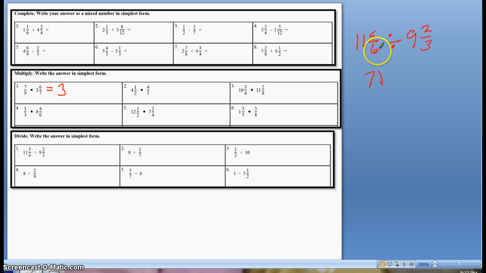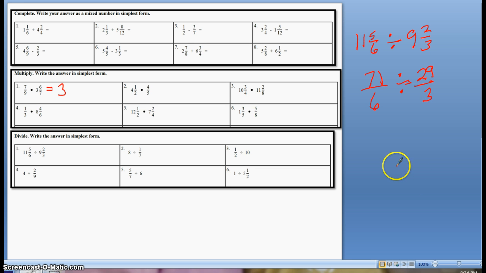Now what I did was I took my denominator and multiplied it by my whole number, and then the product that I achieved was added with the numerator. So 6 times my whole, 11 wholes, that would be 66, plus 5 is 71, and then my denominator stays the same. And 3 times 9 is 27, and 27 plus 2 is 29, and that's going to be over 3.